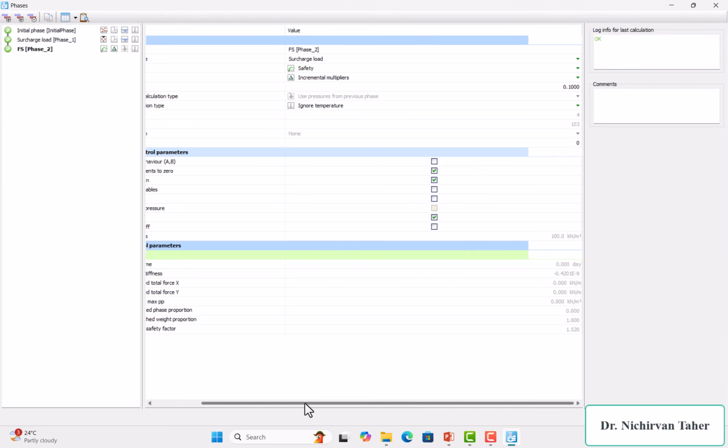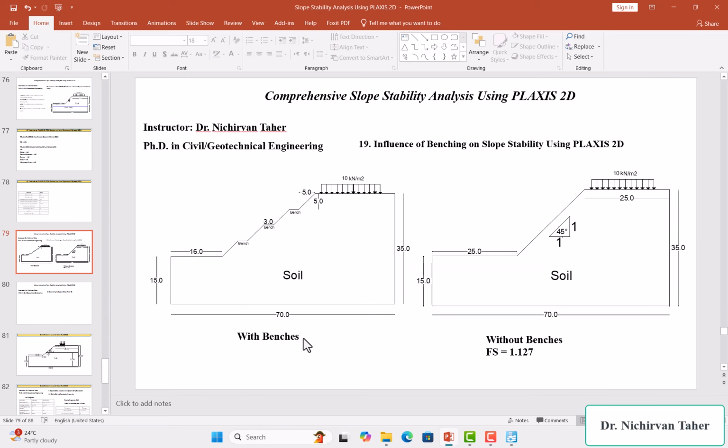The factor of safety without benches is equal to 1.52. When we have benches, the safety factor is equal to 1.52, so it means it is greater than 1.5 and it is acceptable according to most of the guidelines. So in this lecture we showed you that these benches increase the factor of safety, and it can be easily performed in PLAXIS 2D, which is based on the finite element method.